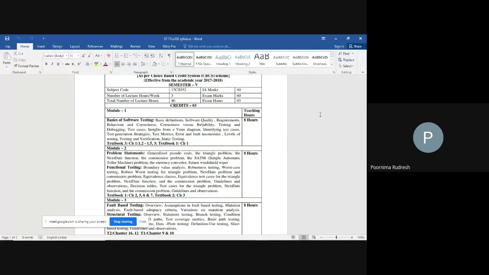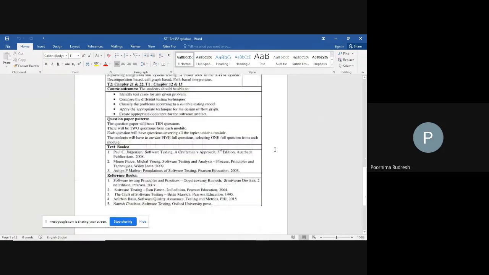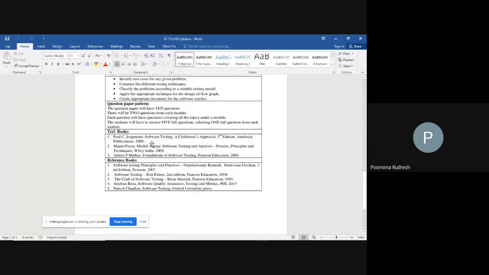So here three books are prescribed for Introduction to Software Testing. The first book is by Paul C. Jorgensen. The title of the book is Software Testing: A Craftsman's Approach, and that is available in the library. You can take that book. One more book is by Mauro Pezzè and Michael Young, the title being Software Testing and Analysis: Process, Principles and Techniques. And the third book is Foundations of Software Testing by Aditya P. Mathur.